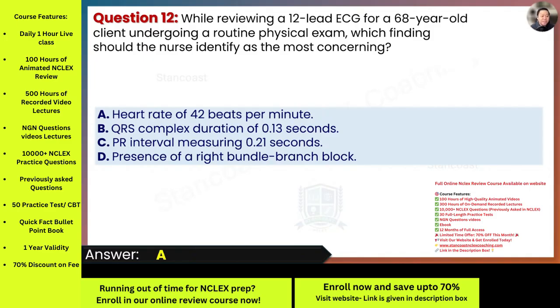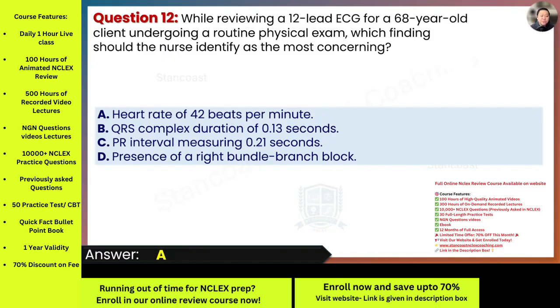And I want you to take note about the QRS complex of 0.13 seconds, which is typical in older adults, and it's not urgent. And the PR interval of 0.21 seconds as well. And we have the presence of the right bundle branch block, which are often incidental unless they are associated with significant symptoms or possible heart disease.